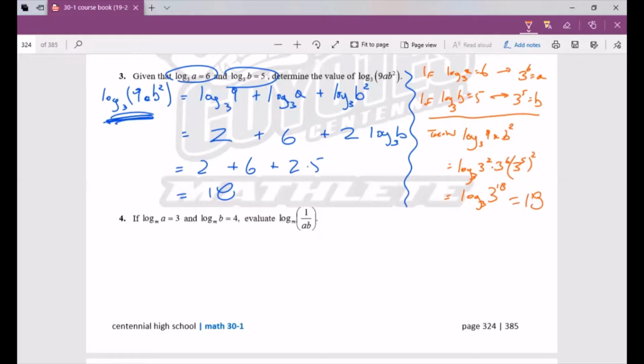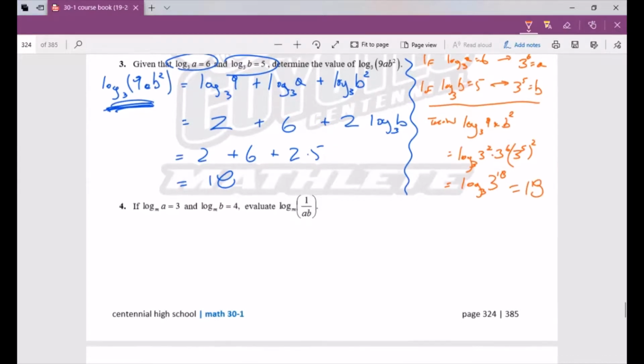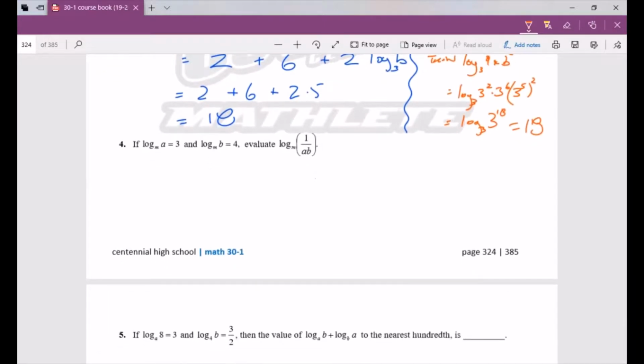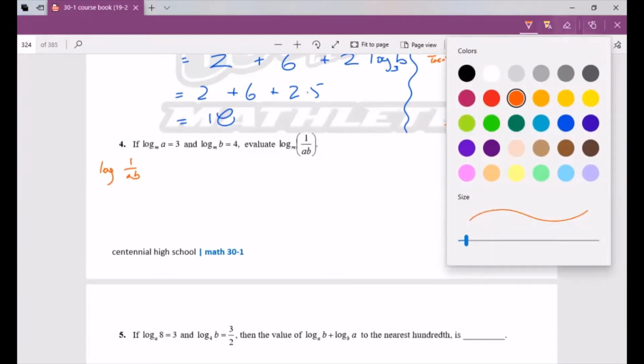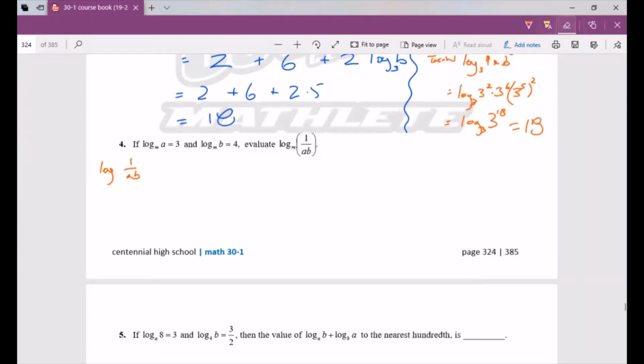So we get the same answer from a different way of approaching it. Either is fine. Number 4. If log A is equal to 3 base m and log B is equal to 4, then log of 1 over AB. Oh, we could do this in those two different approaches also. How about I do this in blue to show that it's different.